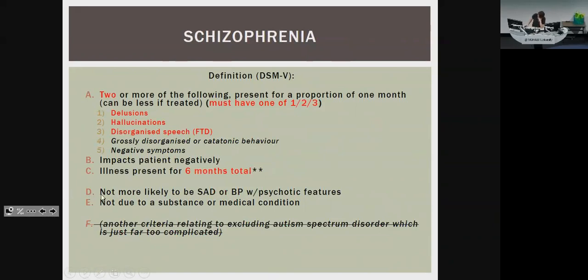Good. This basically says that there's not a significant affective component to the diagnosis, and therefore it's not more likely to be schizoaffective disorder or bipolar affective disorder with psychotic features, yeah? And it's not due to a substance or a medical condition. This is just like a dumb thing, being like, it's not ASD, but it's too difficult and it's not clinically relevant, so don't learn it.